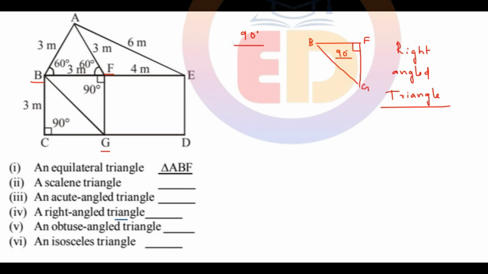Moreover, if you look at the angle, another triangle B, C and G, here also this angle is a 90 degree angle. So when there is a 90 degree angle in a triangle, we can call the triangle BCG is also a right angle triangle. So there are two right angle triangles.